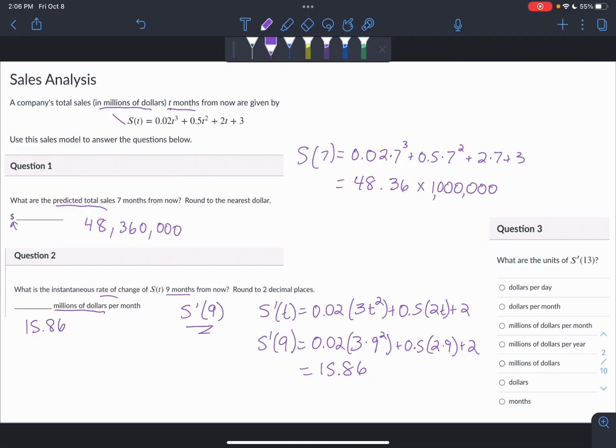So the answer is millions of dollars per month. If we didn't have this in question 2, we can also look at question 3 as S prime of 13 is equal to dS/dt. Right, we're taking the derivative of our S with respect to time t. And so we know that the units of S is millions of dollars, and then our unit of time t is months. So that's how we get the millions of dollars per month.